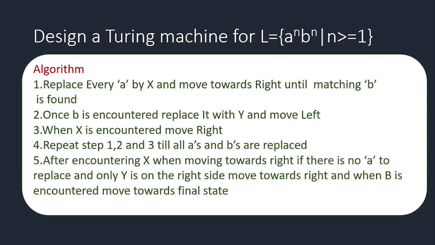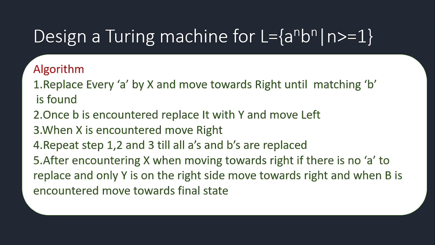A will be replaced by X and then we again find B to replace it by Y. So this process will be repeated till all the symbols are getting replaced in the tape drive. Now when we move on the right after X is found, if there are no other symbols to replace, suppose only X or Y is found, that means almost everything is getting replaced. So this is the algorithm for a to the power of n and b to the power of n.